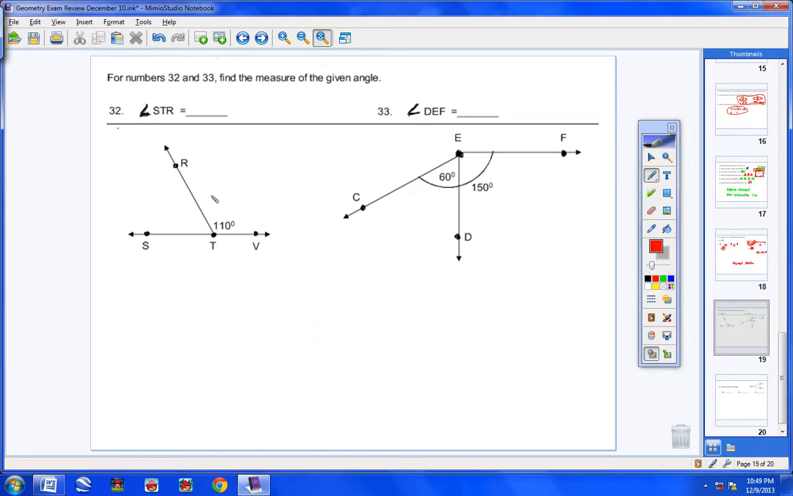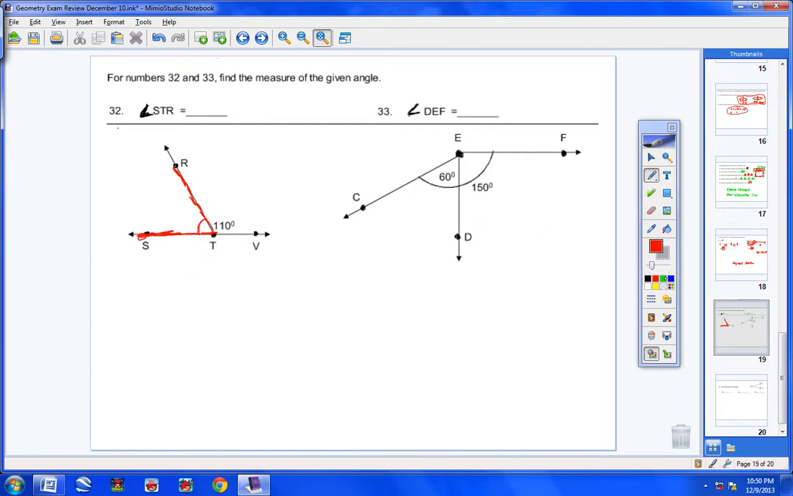Alright, now in these two problems here, let's start off with number 32. We're trying to find the measure of angle STR. Well, let's highlight STR so we can see it. Here's S, and then we go to T, and then we go up to R. So we're trying to find the measurement of this space right here, this angle.